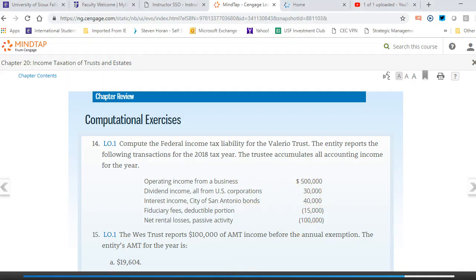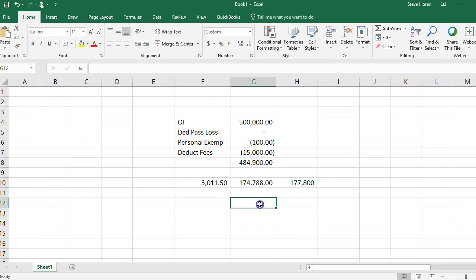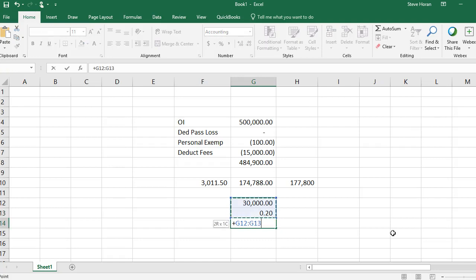Right here, $30,000 dividend income, and that will be at the highest rate. Okay, so that's my dividend income. The tax will be 20%. So 30,000 times the 0.2, and I get 6,000.